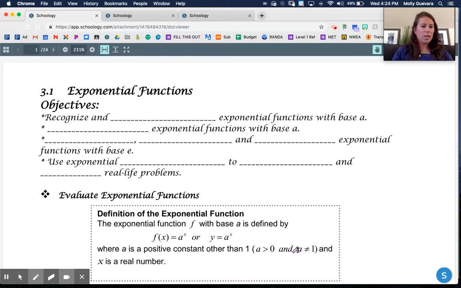So 3.1 is what we're looking at, which is all about exponential functions.